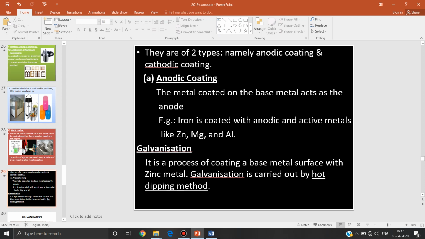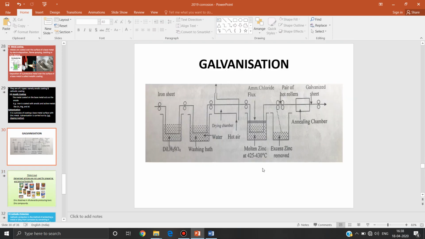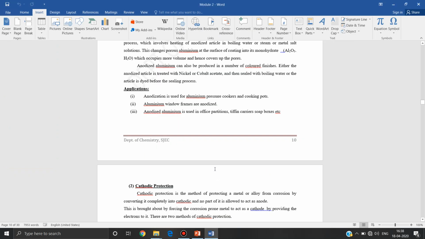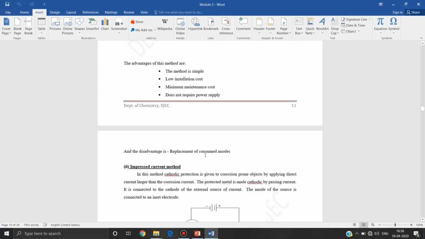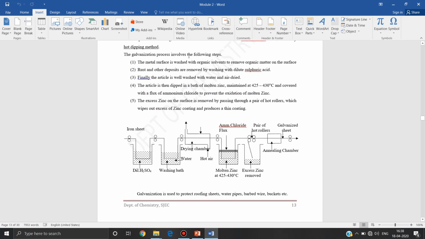So we'll see the best example for this anodic coating, that is galvanization. It is a process of coating a base metal surface with zinc metal. Galvanization is carried out by the hot dipping process. For this, we have to clean the article surface first.